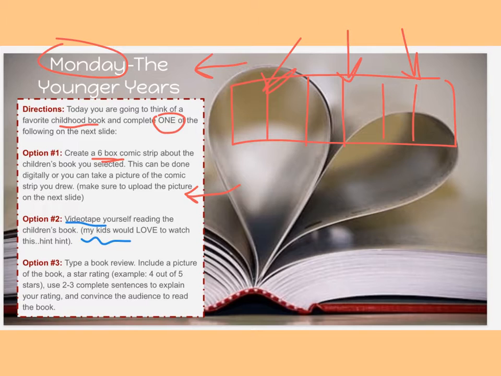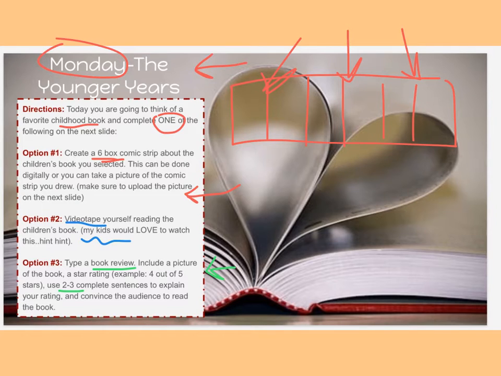And then option 3 is to type a book review. Include a picture of the book and give it a star rating, like a 4 out of 5 stars, or maybe it's a 5 out of 5, it's your favorite. And then 2 to 3 sentences to explain your rating of the book.